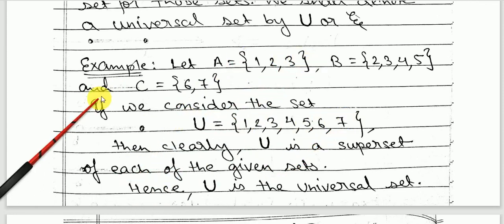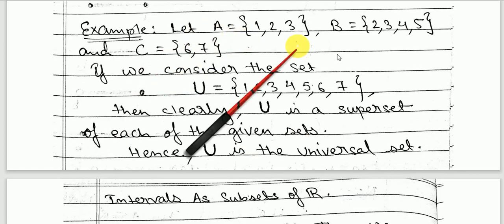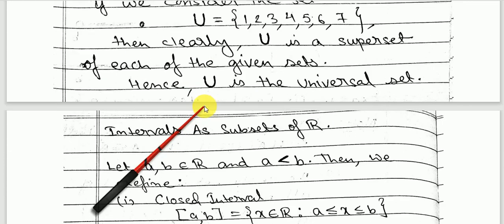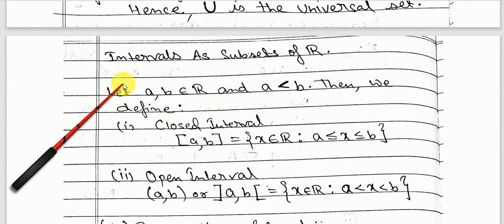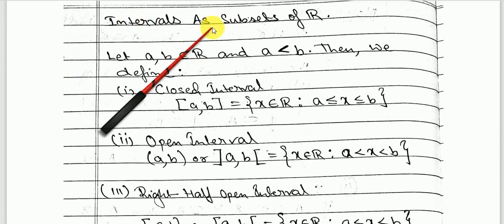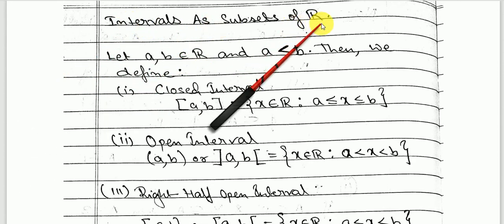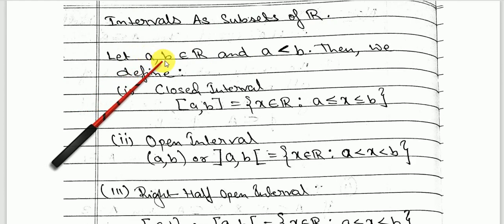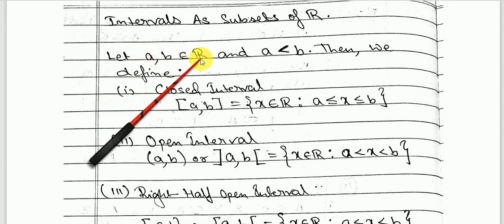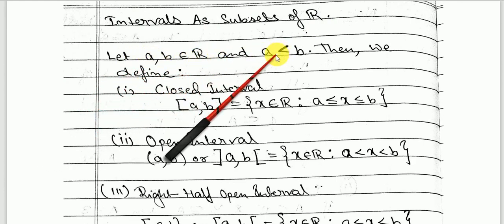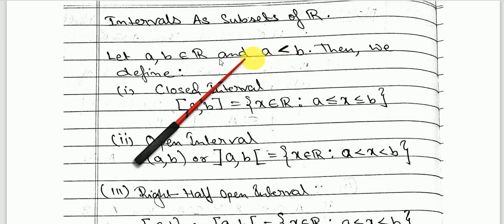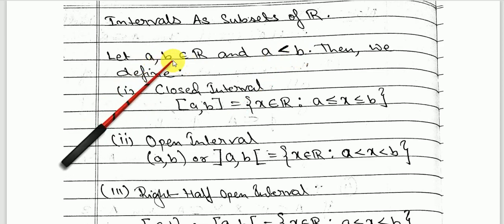Okay, then clearly U is a superset of each of the given sets, hence U is the universal set for these three sets. Okay, next is intervals as subsets of real numbers. Let a, b belong to the set of real numbers such that a is less than b. So we are taking two real numbers a and b, and a is less than b.